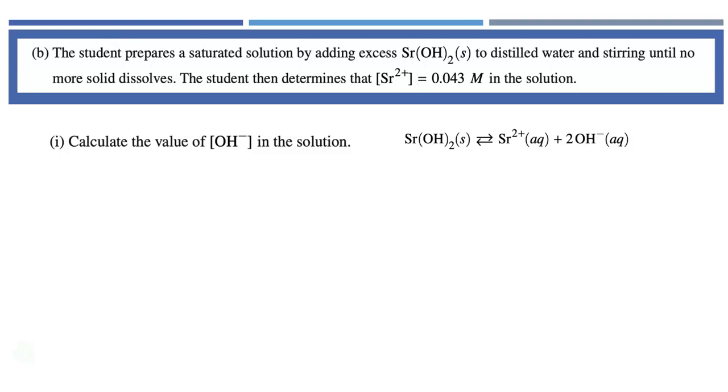Now, Part A was all about that 2-to-1 ratio, 2 hydroxides for each strontium. And that's really the key here as well. So if the strontium ion concentration is 0.043 molar, the hydroxide ion concentration is twice that. I need to show the work and show that calculation, and I get a concentration of 0.086 molar hydroxide. And that's what I needed to state to earn the point for B Part 1.